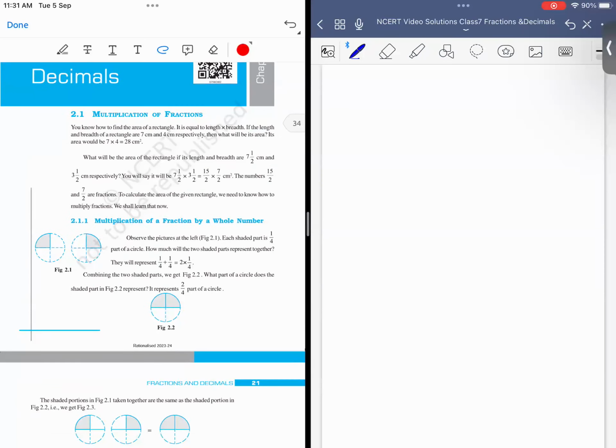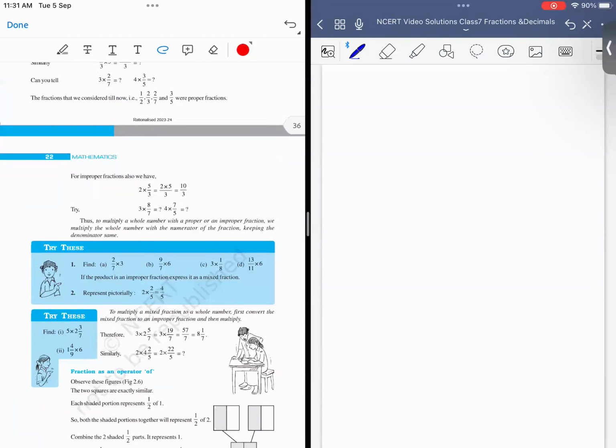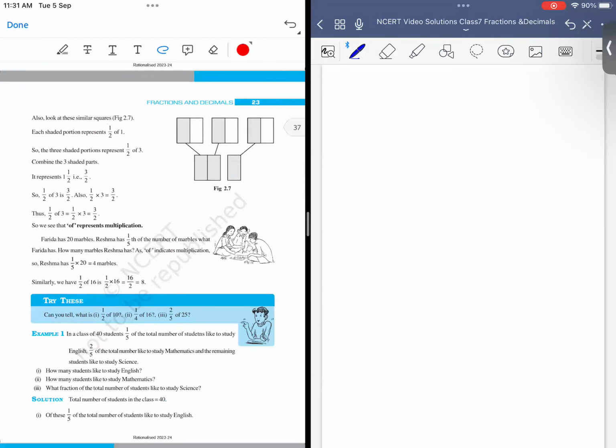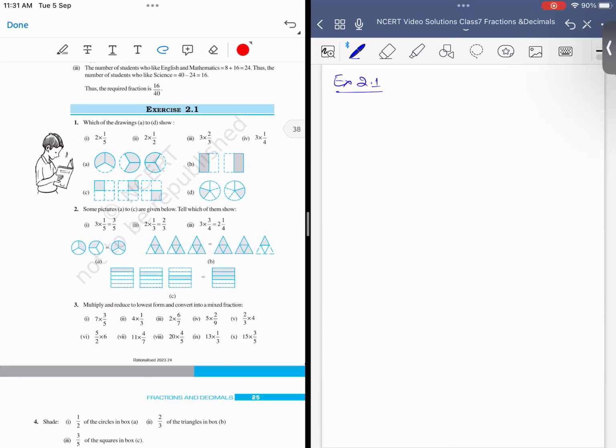So let's do the exercises one by one, starting with exercise 2.1. Now, under exercise 2.1, as you can see, the questions are on multiplication of a fraction with a whole or with another fraction.